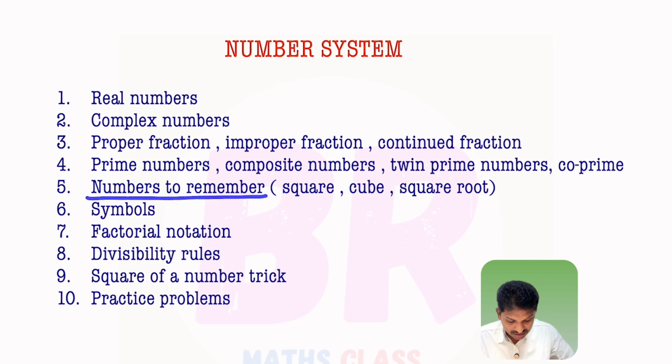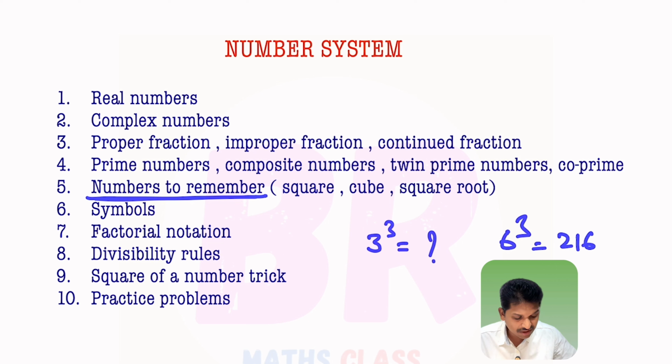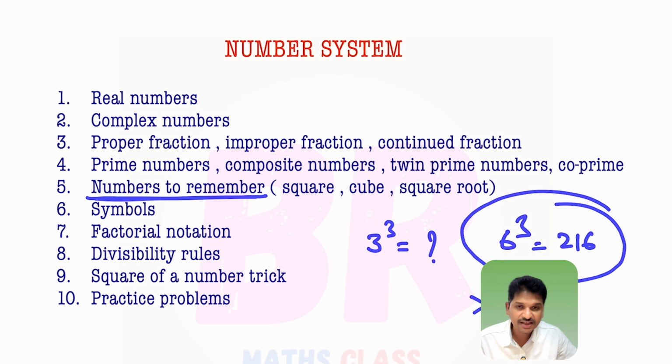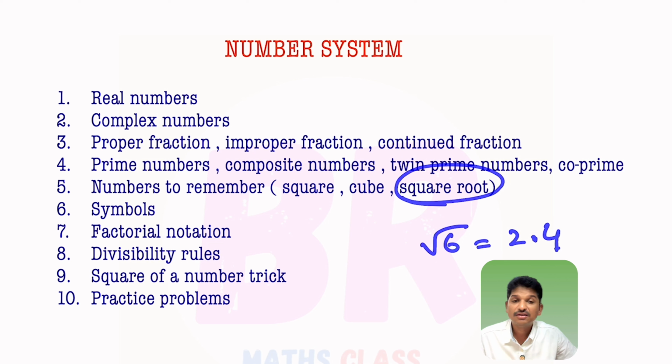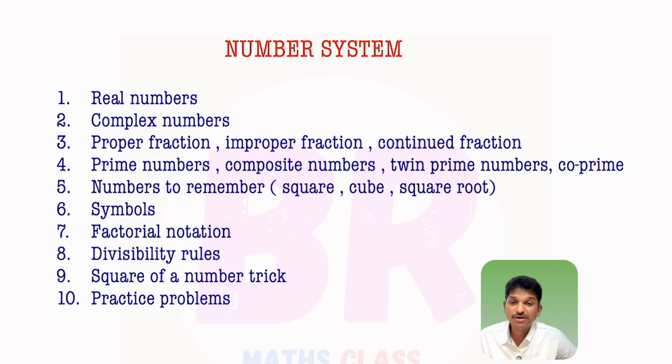Numbers to remember. Suppose suddenly they ask what the value of 3 cube is? 3 cube is okay. What is the value of 6 cube? 6 cube value is 216. We won't calculate immediately, right? So cubes, and the square root of 6 is what? Square root of 6 is 2.4, right? Like that, you need to remember a few values. Root 3 value is 1.732. These are the numbers we need to remember.